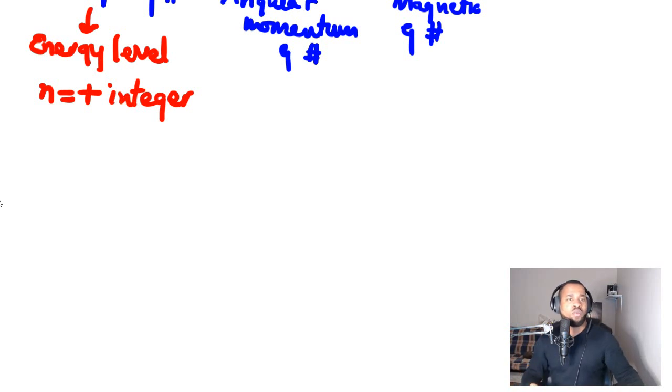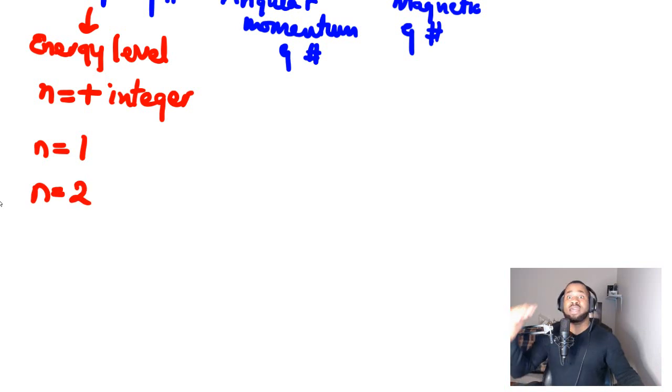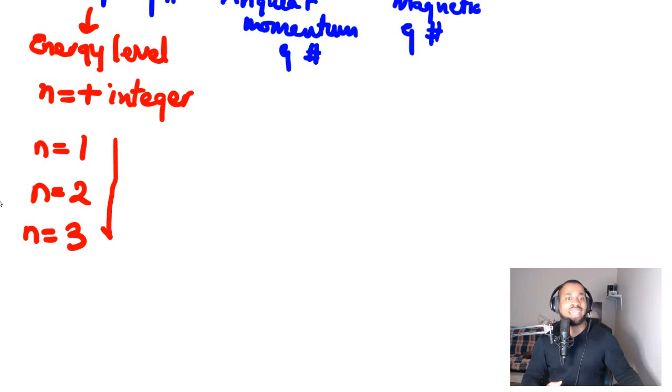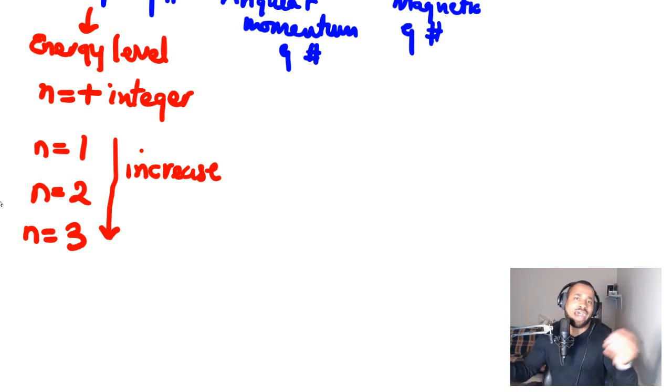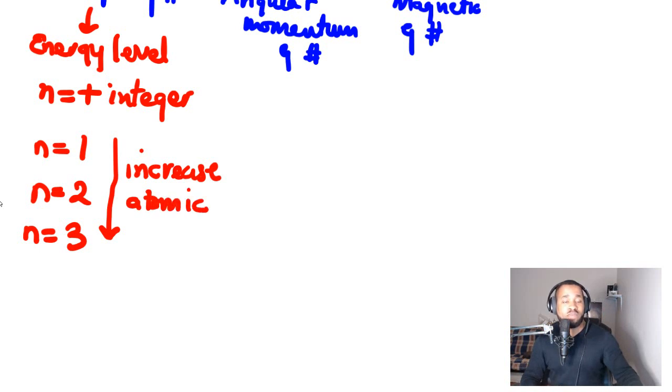So when n is equal to 1, that is the ground state, which is the lowest energy level. Then n equals 2 is the upper level, looking at the atom, and then n equals 3 is higher than that. As you move up in integers, we increase in atomic radius. So this is one thing to keep in mind.